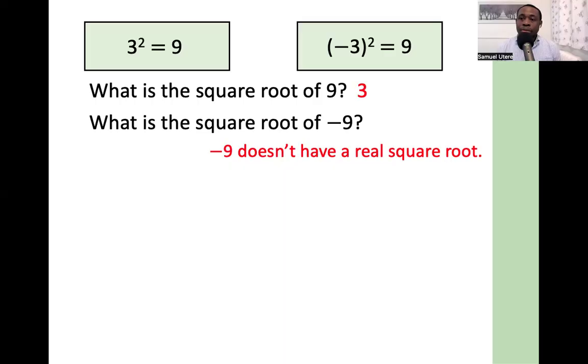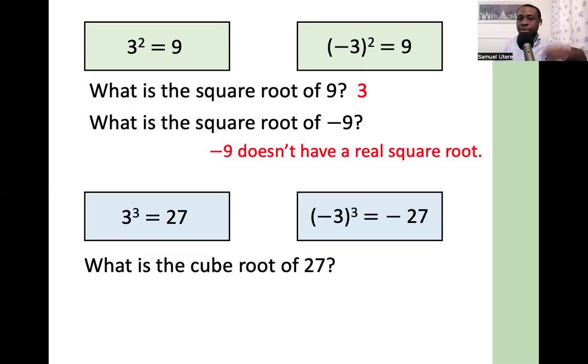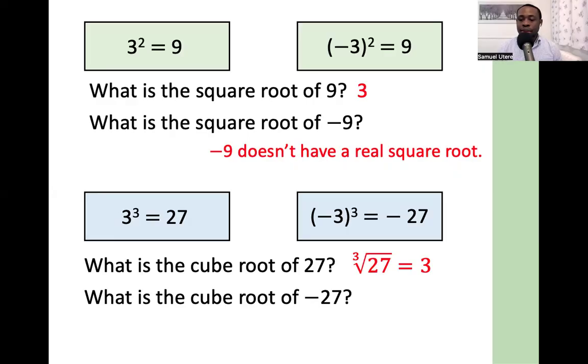But if you study advanced mathematics, we have complex numbers. So we do not have a real square root that your calculator will give you as the square root of -9. So take note. But for a cube root, we can do the cube of 3, which is 3 to the power 3, is 27. And the cube of -3 is -27. The cube root of 27 is 3. And the cube root of -27 is -3.